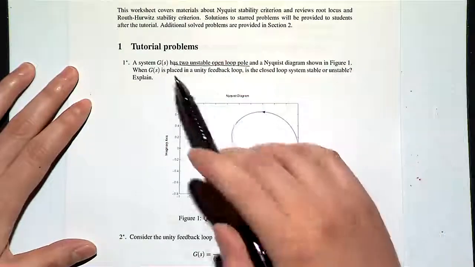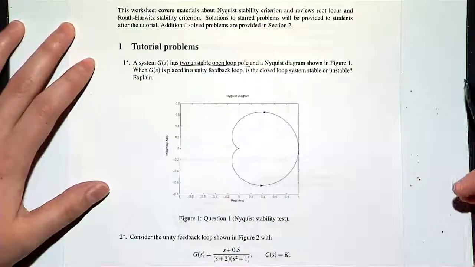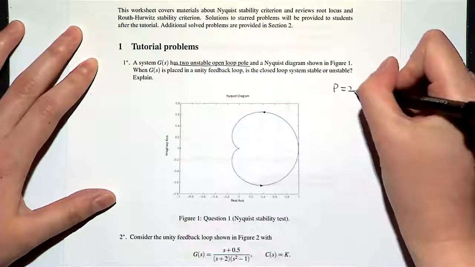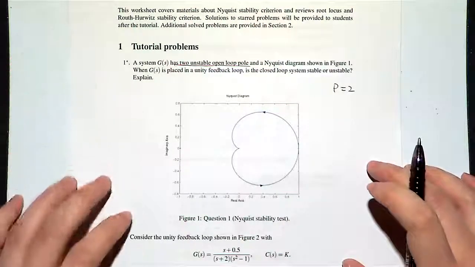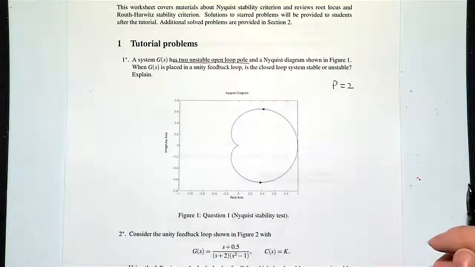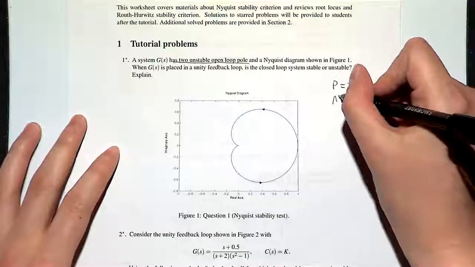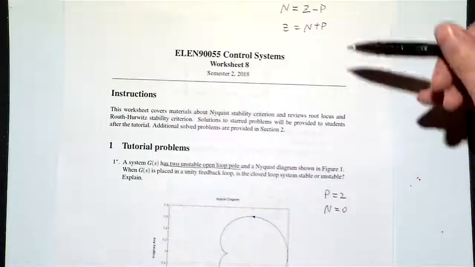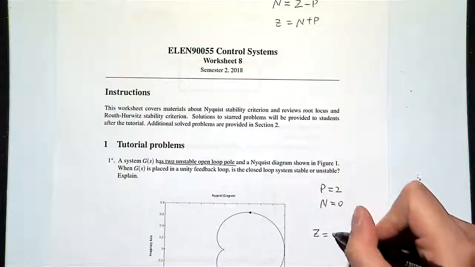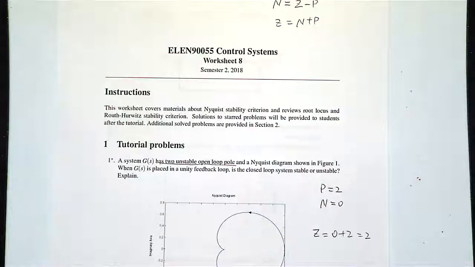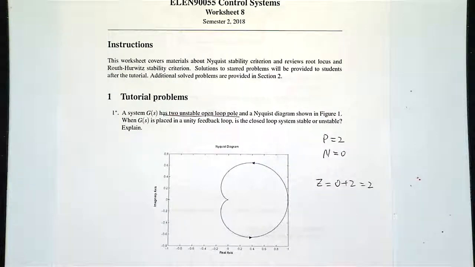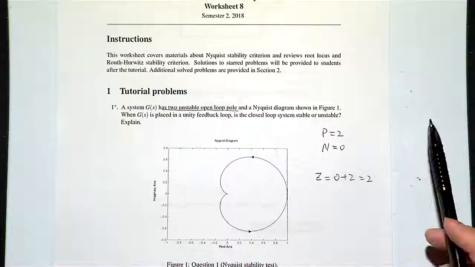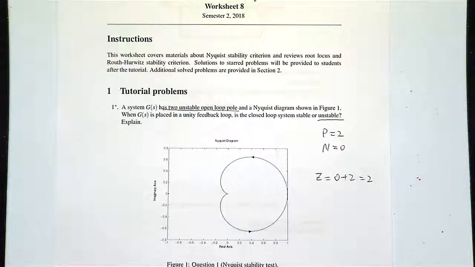So it's saying G(s) has two unstable open loop poles, right? So now we know P equals 2, right? And the Nyquist plot is given here. How many encirclements do we have? 0, right? So our N is 0, right? Using this formula, we can then calculate Z equals 0 plus 2, which is 2, right? What does that tell you? That tells you you have two unstable closed loop poles, right? Which means your system is unstable.